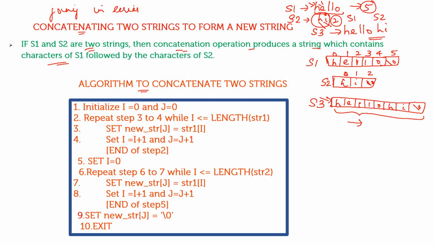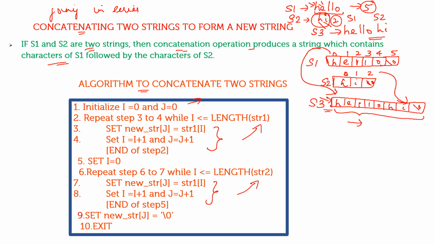For this, you are going to write the algorithm. So how will your algorithm start? Initialize i is equal to 0, j is equal to 0. You are initializing two variables, i and j, to 0. First, you have to copy the string S1 character by character to S3, followed by the next step where you copy S2 after S1. That is the logic. The first part is the copying of your first string S1, and the second part is the copying of your second string S2.